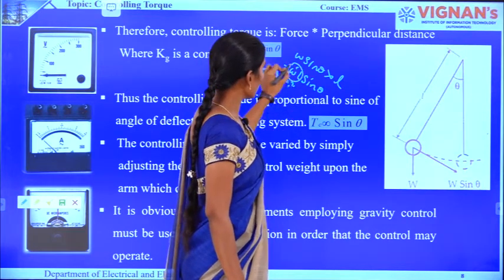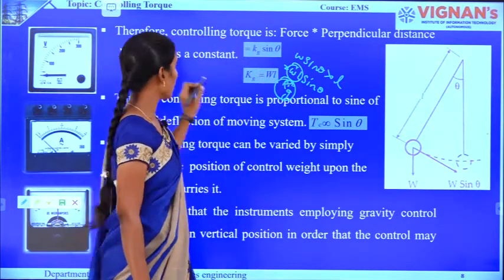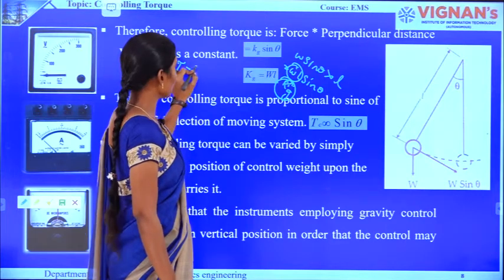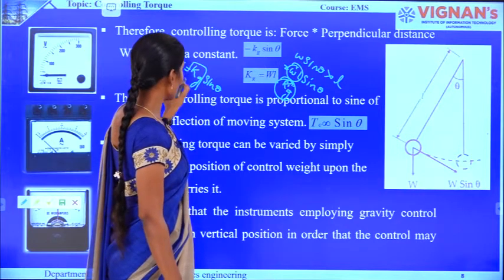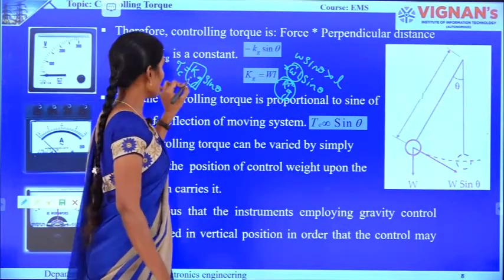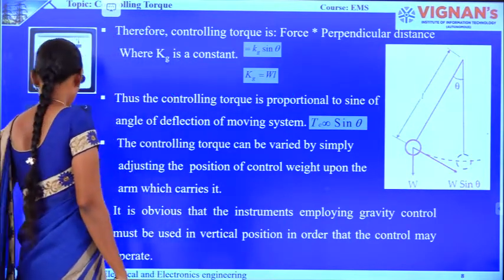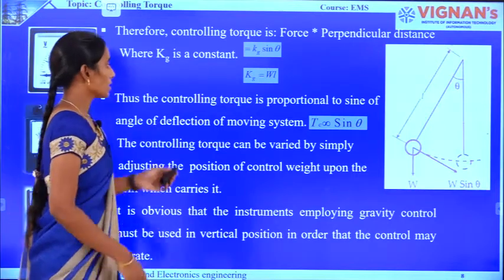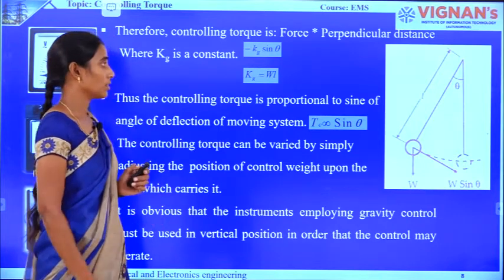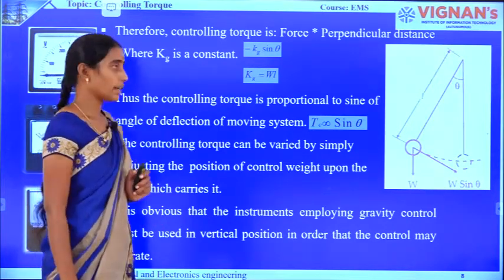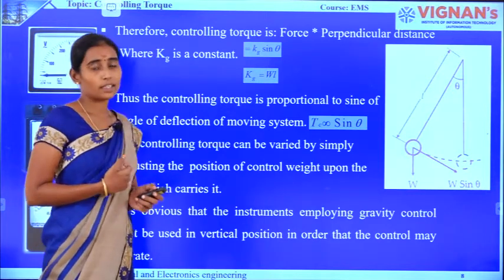I am replacing this WL as Kg, which is nothing but your gravity constant. So your controlling torque is given as tau c is equal to Kg into sin theta, where this Kg is nothing but your gravity constant, which is W into L. Thus, the controlling torque is directly proportional to sine of the angle. The controlling torque can be varied by simply adjusting the control weights upon the arm which carries them.